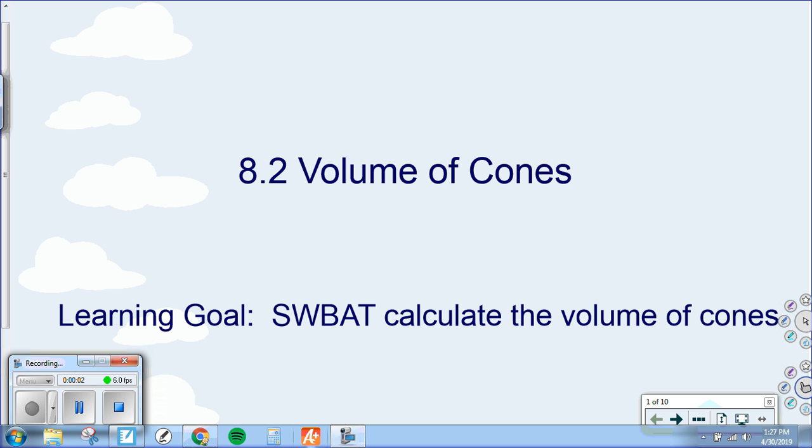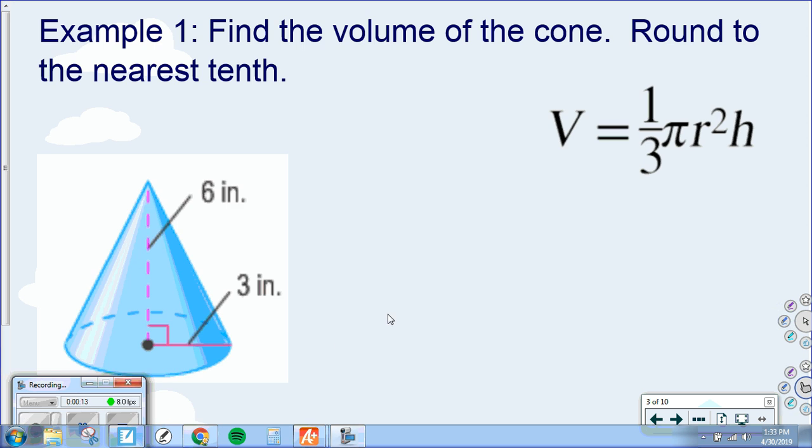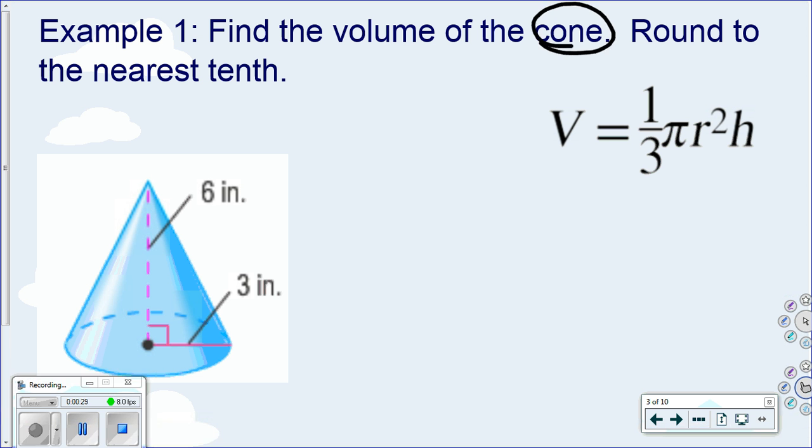Please make sure in your notes you put 8.2 volume of cones. We're going to use the volume formula for cones and substitute, similar to what we did with cylinders. All right, so in our notes, let's please copy down our first example. If you don't like drawing the picture, you can just write the important information. So we're finding the volume of a cone.